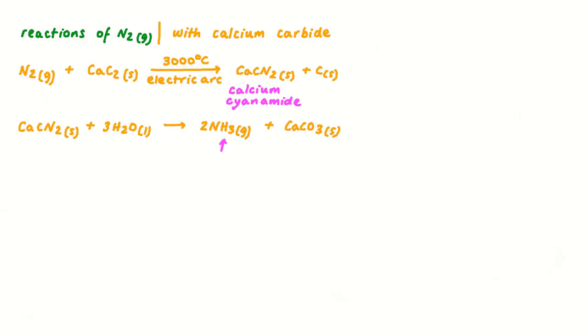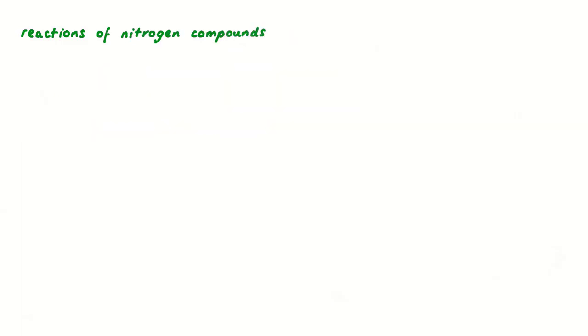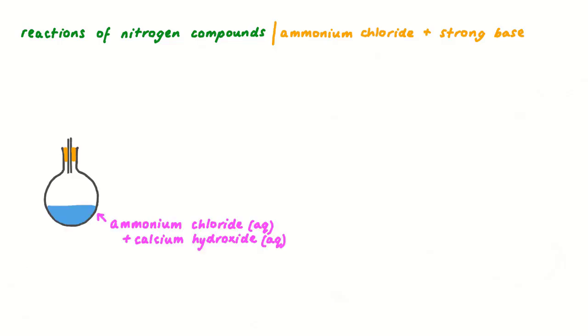We have now looked at the key reactions of nitrogen. Let's have a look at the key reactions of some of its compounds. First, let's look at the reaction of ammonium chloride and a strong base. We start with the mixture of ammonium chloride and a strong base in water. In this case, the base is calcium hydroxide. But sodium hydroxide is another example of a strong base.